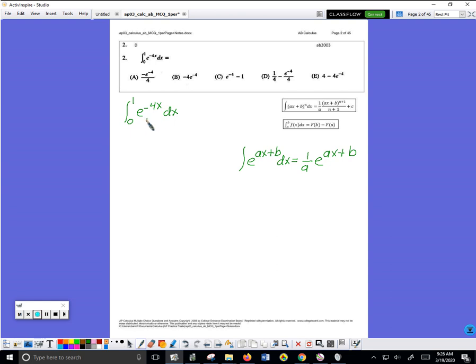So now I'm finding the capital F, the antiderivative, which is 1 over a times e to the ax plus b. Now I don't have an integral anymore because I'm finding the antiderivative. So I have the bar from 0 to 1. Now I have to plug these in so I can get capital F of B minus capital F of A.